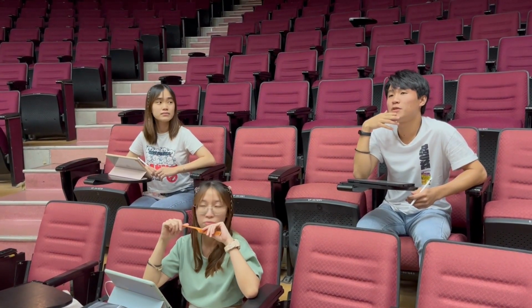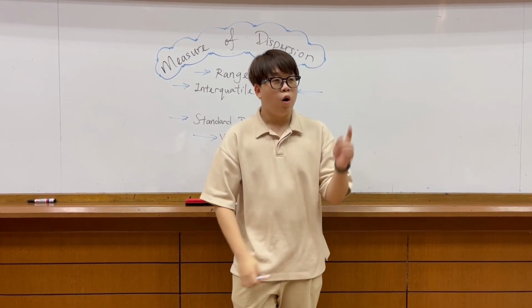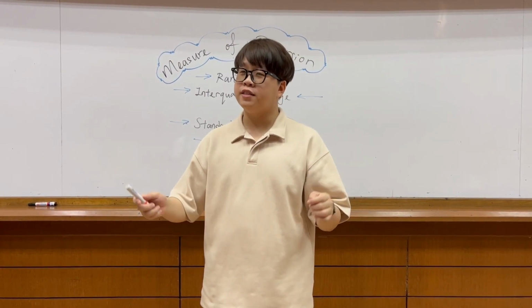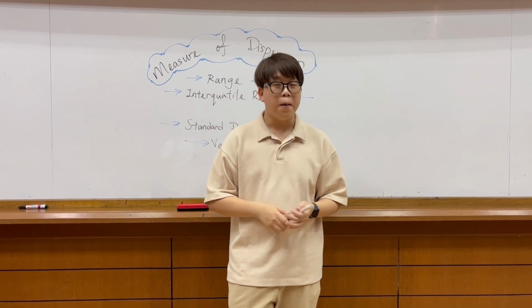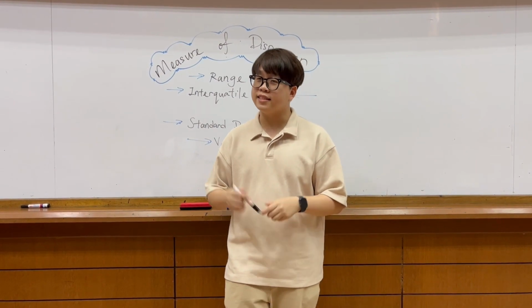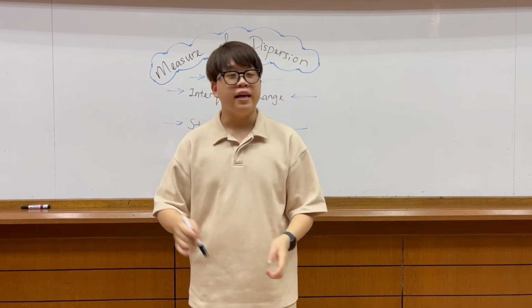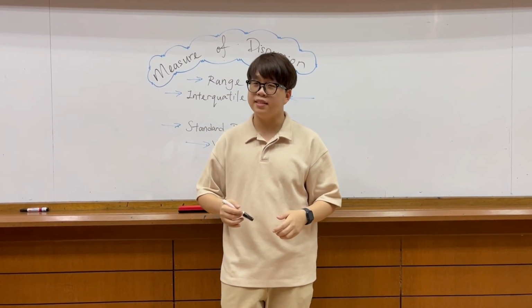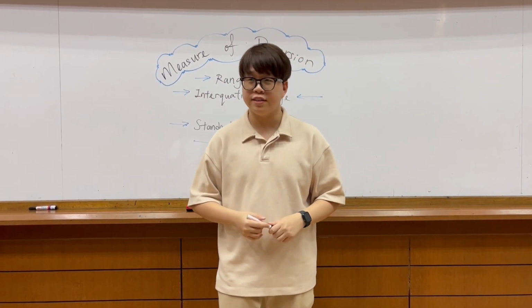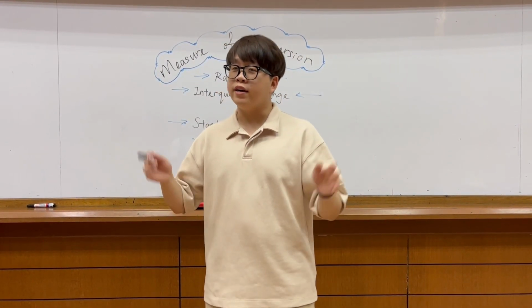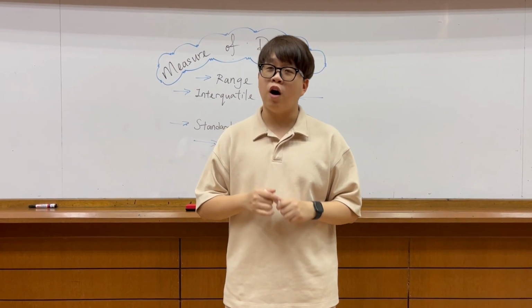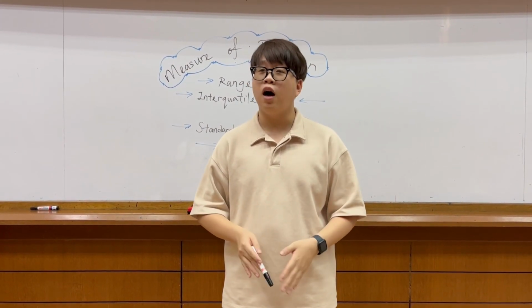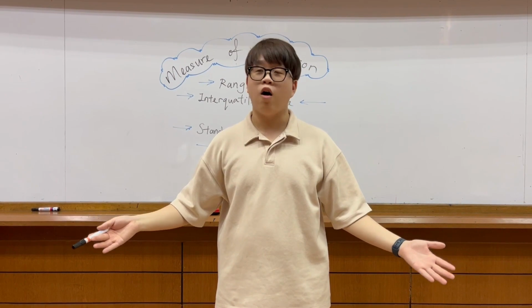Teacher, if the dispersion is small, does it mean that the data is not diverse? While a small measure of dispersion, such as a small standard deviation, may indicate that the data is tightly clustered around the mean, it does not necessarily mean that the data is not diverse. It is possible for a data set to have a small measure of dispersion and still contain a wide range of values.